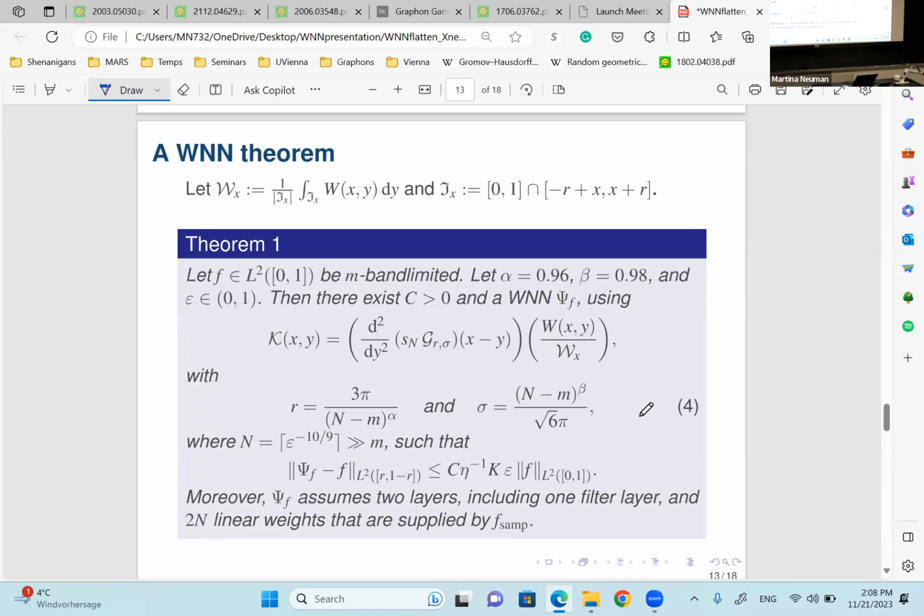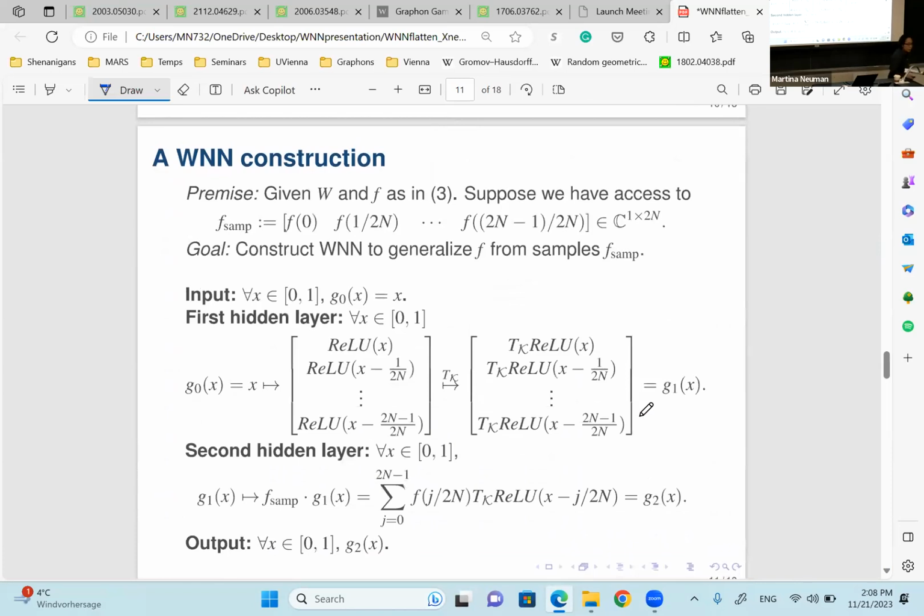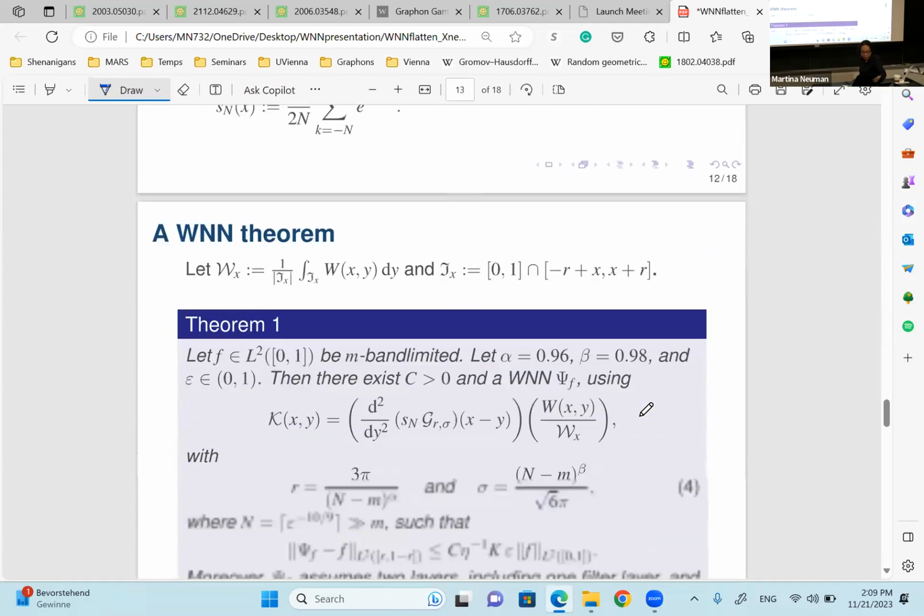Let me go back to the structure a bit. Okay, so in the theorem, I'm saying that I would be able to construct a WNN that has 2 layers. And what about the number of weights? Here you could see that I applied a linear transformation where I multiply x with the column that is 1, 1, 1, 1. Those are unital weights, so I'm not going to count them. So I'm going to count the number of weights here. The number of weights here is just 2n, which is supplied by the f sample. So 2 layers, and 2n linear weights that participate in my construction.